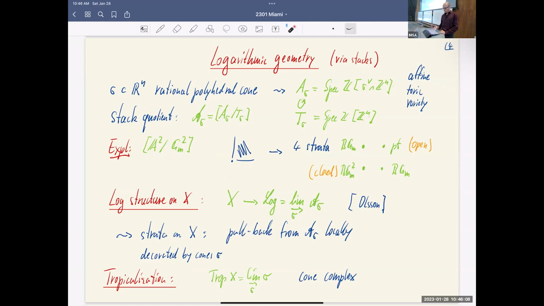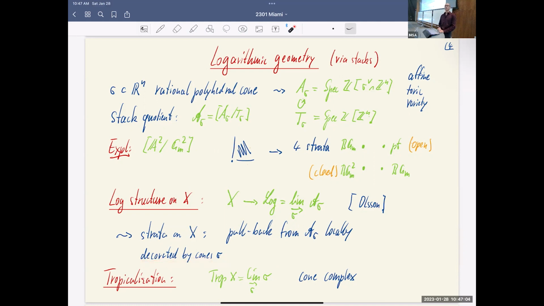So in general, you can define log structures by taking a colimit of these toric Artin stacks. Whenever you have a face map of cones, you get a corresponding open embedding of the stacks, and then you take the colimit of this. That's the point of view introduced by Martin Olsson, and you can just say this is a log structure. You have a morphism from your scheme or stack to this stack, and then you get strata on X just by pulling back strata that you naturally see here. These are the closures of these things, or just these points. They're also strata. They pull back to locally closed subschemes of X. They're strata, and each stratum is decorated by a cone.